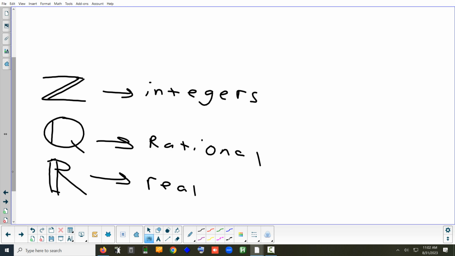Q with that line is the symbol for the number set that represents rational numbers. Maybe Q for quotient, because rational numbers involve dividing. But the Z for integers, I'm not really sure where that comes from. So those are the symbols we use when we want to talk about these different number sets. The other sets don't have any special letters that I know of.